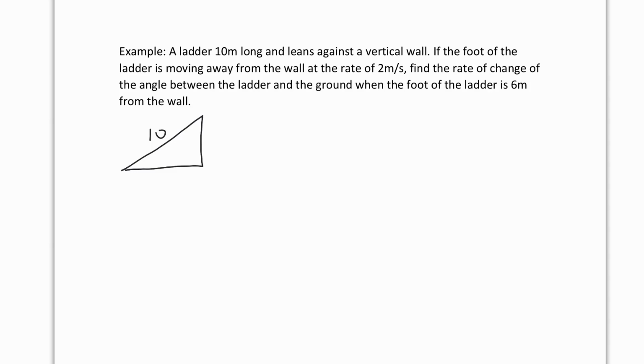We know the ladder is 10 meters. Now, we could label x and y. There'd be nothing wrong with that. But if you notice, when we go to say what's our rate we're looking for, what is our d something dt, we're looking for the rate of change between the ladder and the ground in terms of an angle. The angle between the ladder and the ground would be here, theta. So we're actually looking for d theta dt, not dx dt or dy dt. This is our rate that we're trying to find, our unknown rate.